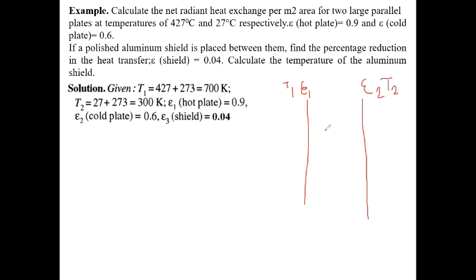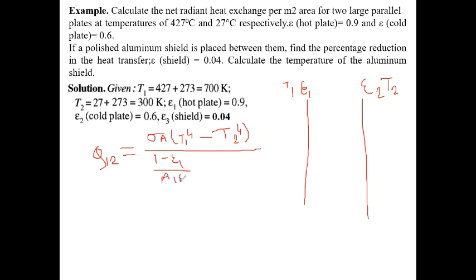For this, 1 to 2, we already proved Q1 to 2, without a shield, will be sigma into T1 to the power 4 minus T2 to the power 4, divided by, if we consider the area A1 or A2, sigma A. So 1 by, if we consider the area the same, 1 minus epsilon 1 divided by A1 into epsilon 1. First we write the general equation, so we do not write A here.